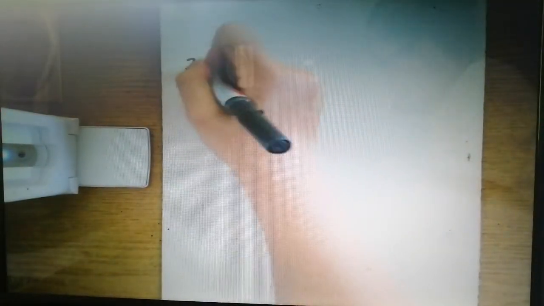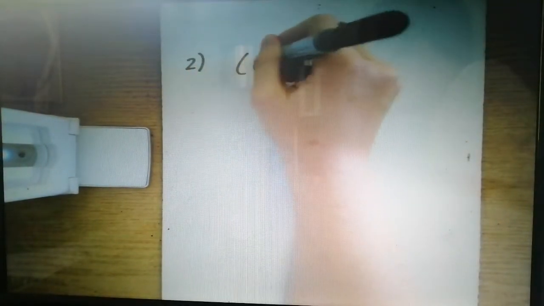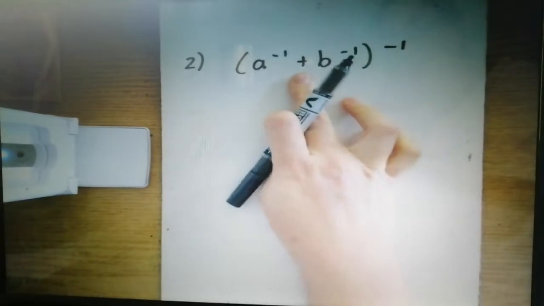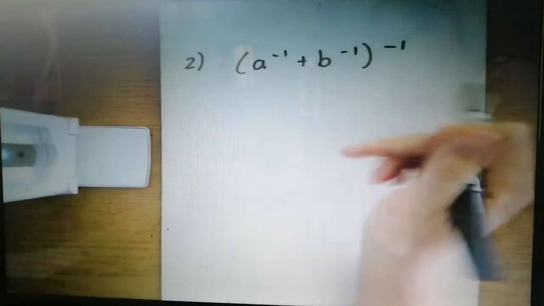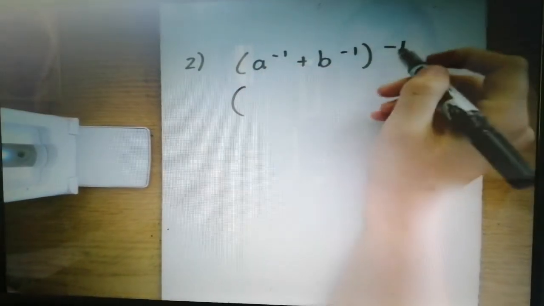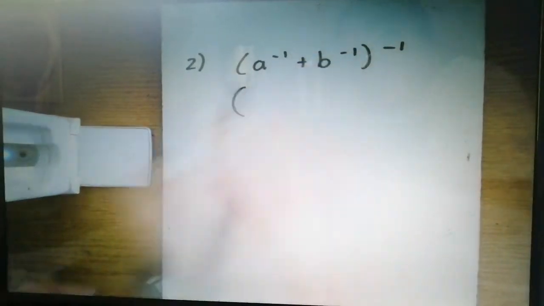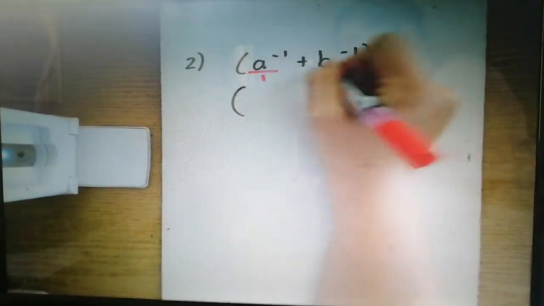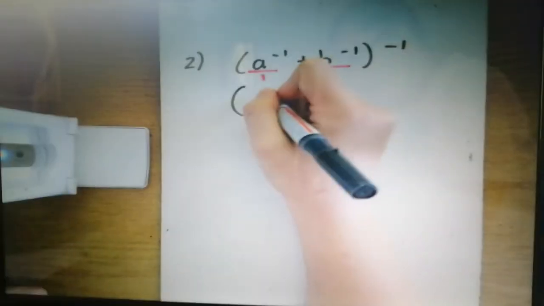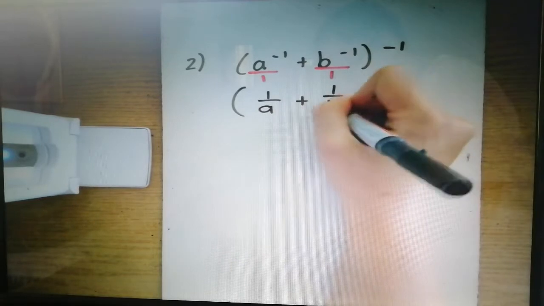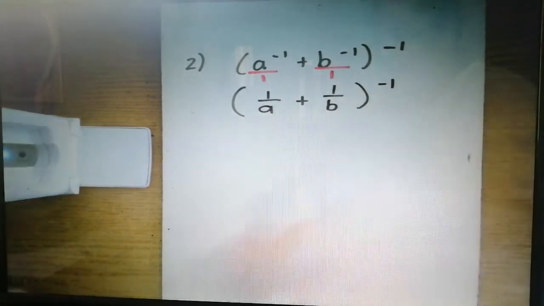Under more challenging examples, question 2: a to the negative 1 plus b to the negative 1, raised to this negative 1. Why can I not distribute this negative 1 in? Because I don't have a monomial. So I'm supposed to change this right now. Let's change these individually. Take them both to the bottom. I get 1 over a plus 1 over b, raised to a negative 1.